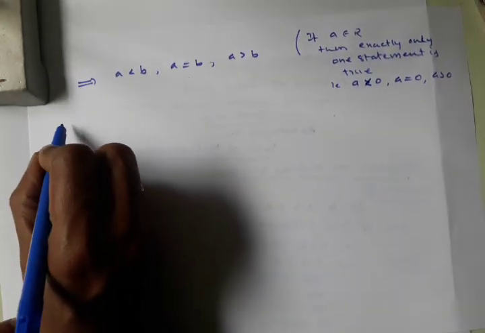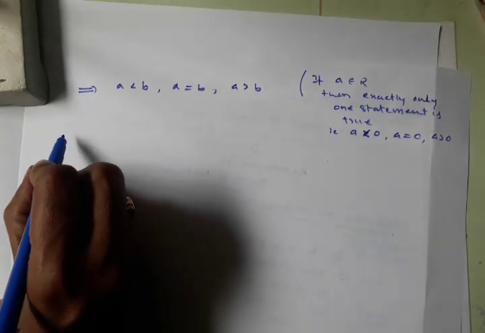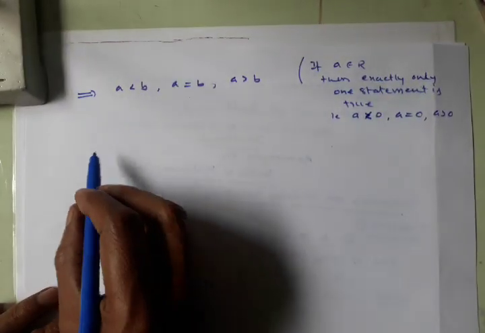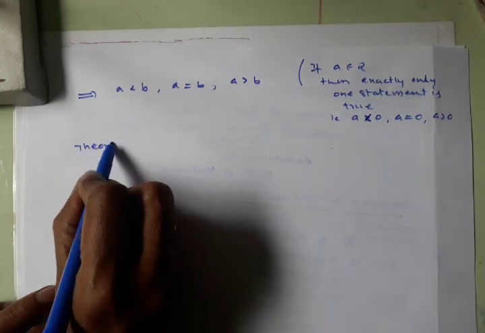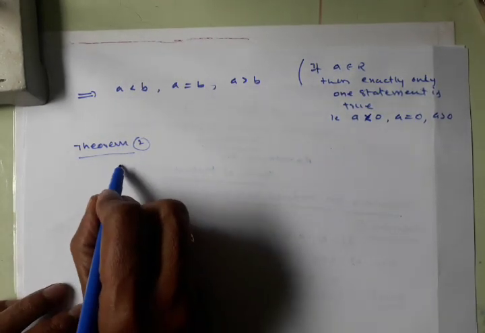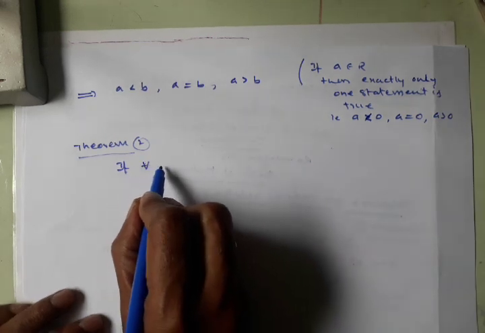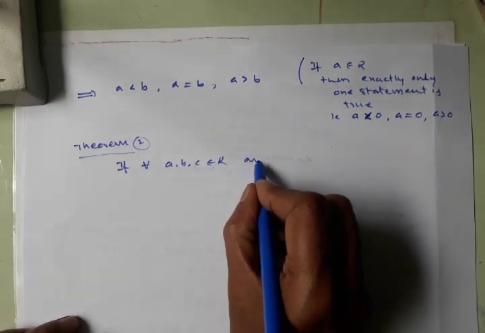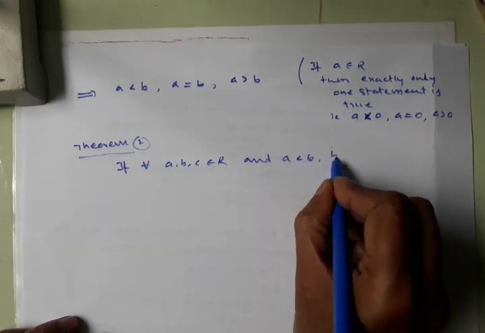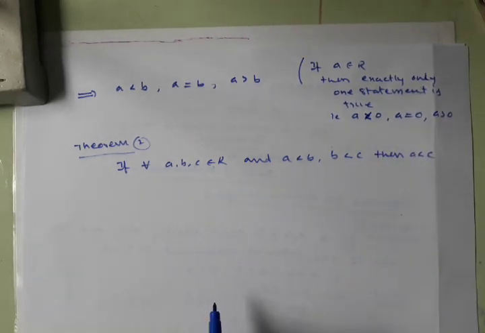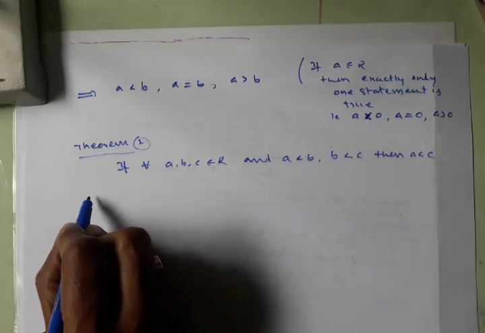Next, theorem 2. If for all a, b, c belongs to R, and a is less than b, b is less than c, then a is less than c, the transitive relation. Proof.